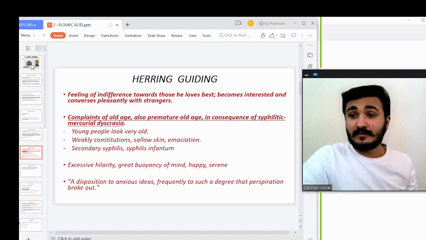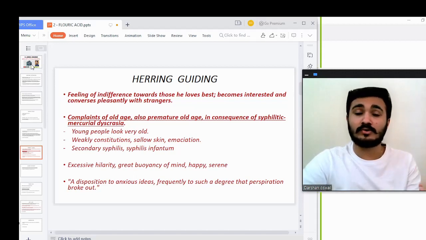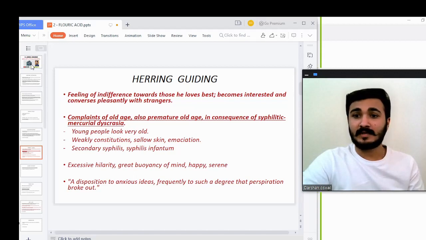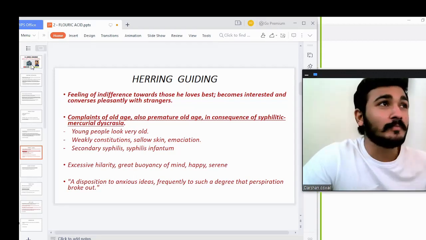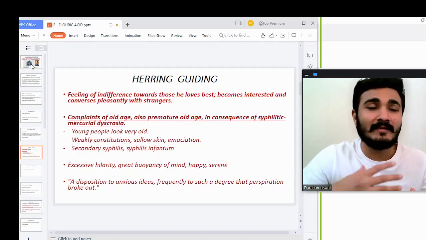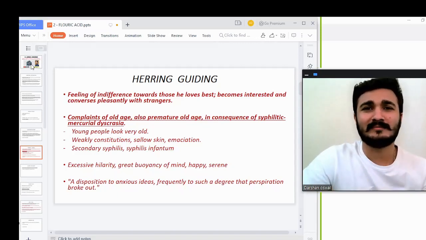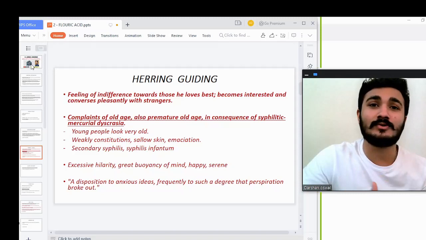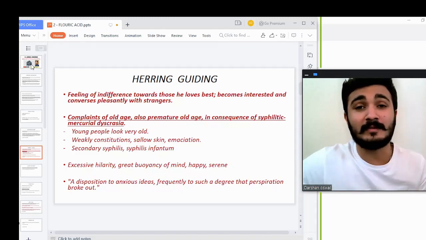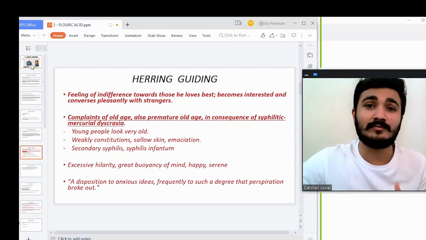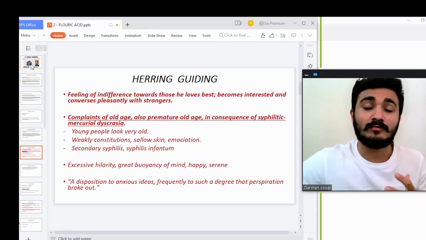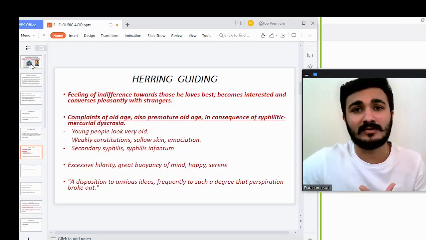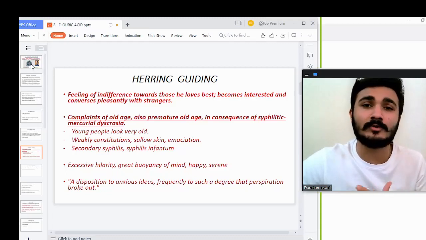Herring writes, feeling of indifference towards those he loves the best, becomes interested and converses pleasantly with strangers. So new people, strangers, he will interact with so well. He will be interested in those people, but his own family members, the loved ones, he doesn't want them. The spouse, the wife, he wants the marriage to be broken. He wants the relationship to be broken.